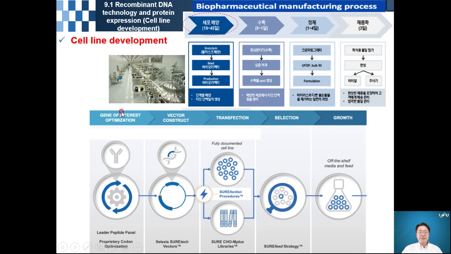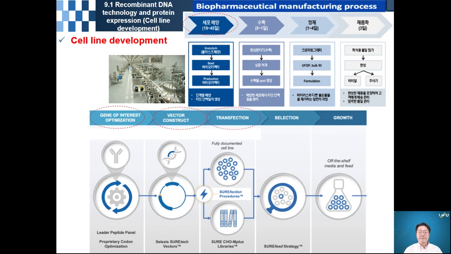This is the procedure to make the cell line. This procedure we call the cell line development. First of all, we have to find our gene of interest. If you want to make insulin, you have to clone the insulin gene first. This process we call gene of interest optimization. After that, we have to make the vector. We have to do several cloning, so finally we will make the expression vector.